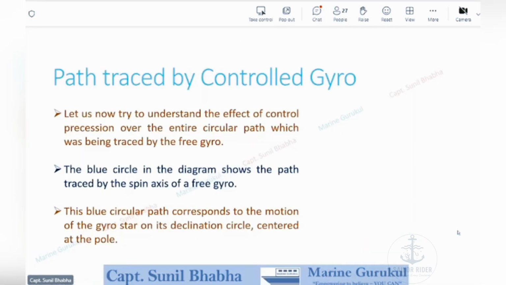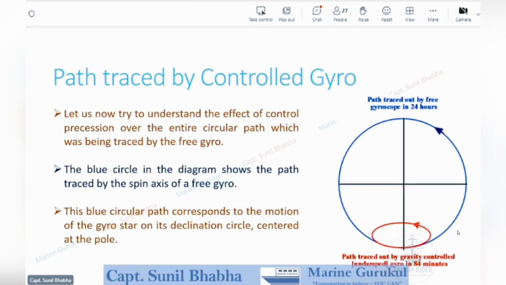Now we have seen the free gyro being controlled using a top heavy or a bottom heavy arrangement. Let's try to analyze what path the controlled gyro now traces. So we are trying to understand the effect of control precession over the entire circular path which was being traced by the free gyro. We know that in the free gyro, the spin axis was following the motion of the gyro star, moving in a circular fashion. You can see this blue color circle in the diagram. This represents the path traced out by the spin axis of a free gyro. The center of the circle was the pole. The gyro star was moving in circles around the pole and the spin axis was following that motion, completing one circle in one sidereal day or 24 sidereal hours.